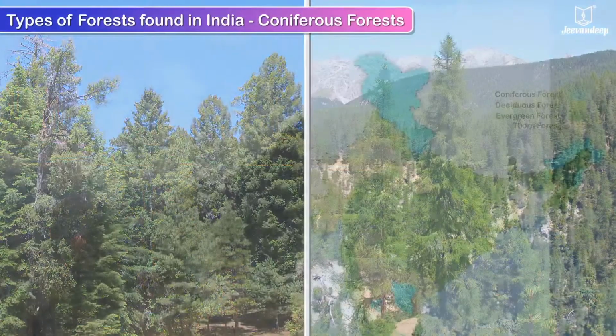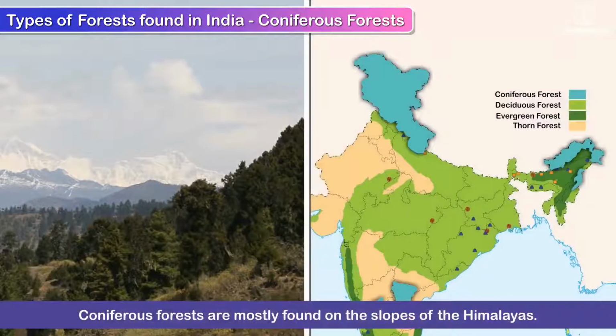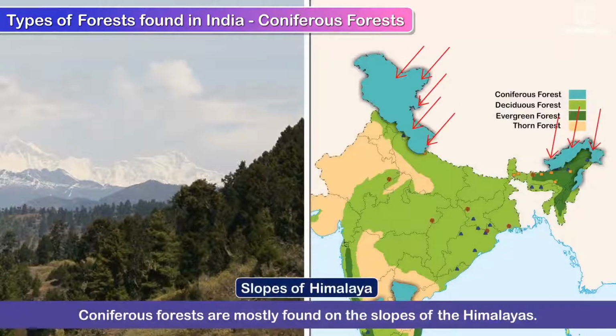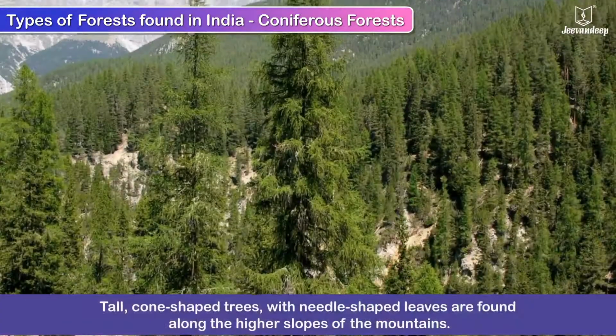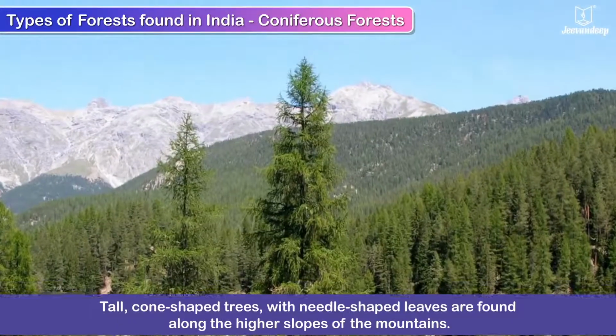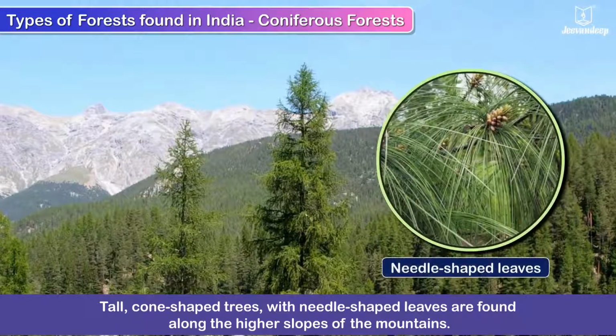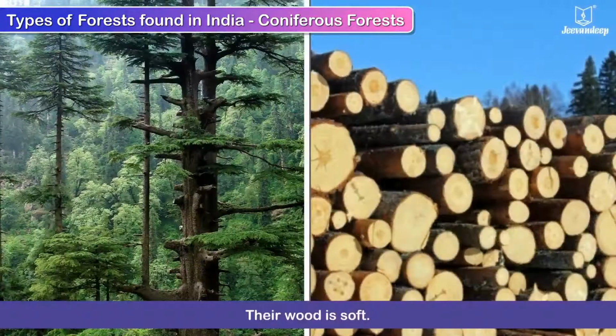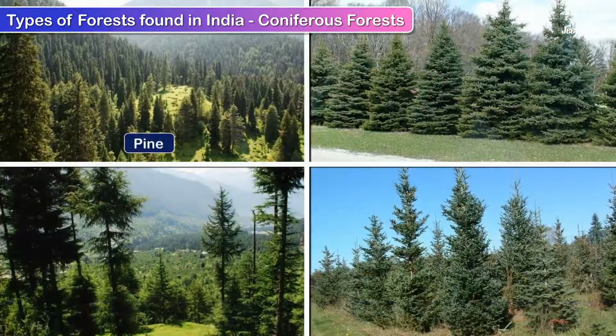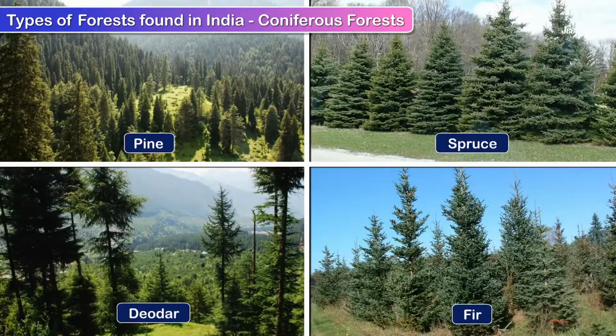Coniferous forests. Coniferous forests are mostly found on the slopes of the Himalayas. Tall, cone-shaped trees with needle-shaped leaves are found along the higher slopes of the mountains. Their wood is soft. Pine, deodar, spruce, and fir are common coniferous trees.